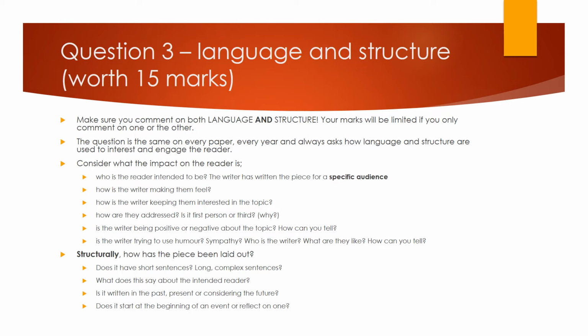Does it start at the beginning of an event or reflect on one? If it starts at the beginning of the event, then there might be a bit of build-up before the actual event happens, and the writer could be using short sentences to show excitement, to engage the reader, to get them excited about what's going to happen in the future. If it's reflecting on an event that's already happened, it could be a sad event and the tone is very poignant, or it could just be that the writer is remembering something that happened.